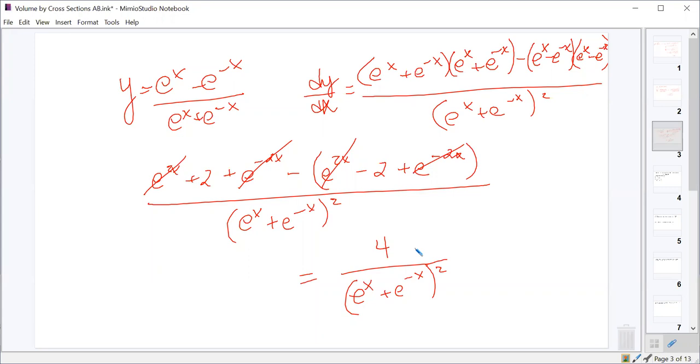Any questions on that one? Everybody okay with that? How did I get the negative 2? This negative 2 right here? So that's e to the x times negative e to the negative x. So e to the x times e to the negative x is e to the 0, and it's a negative e to the 0. And then I have a second one of those for the other one, negative e to the negative x times e to the x. So I end up with 2 of those.